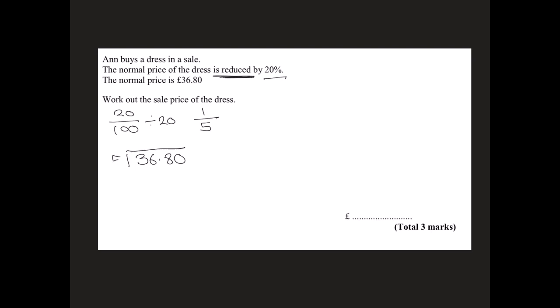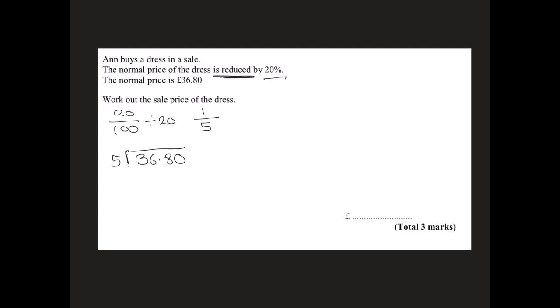I'm going to write it out like this because I need to work through that. Obviously it depends. If it's a calculator exam, there's just questions coming up and you can just do £36.80 divided by 5 in your calculator, or you could just do £36.80 divided by 100 and times by 20 in your calculator, so you don't need to worry about simplifying your fraction down. But I'm doing this as if it's on a non-calculator paper.